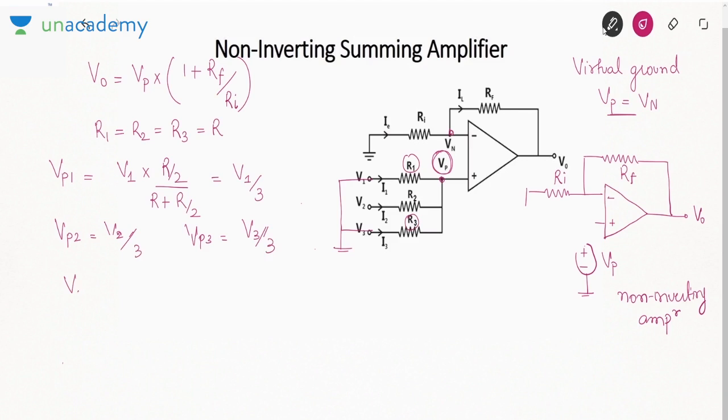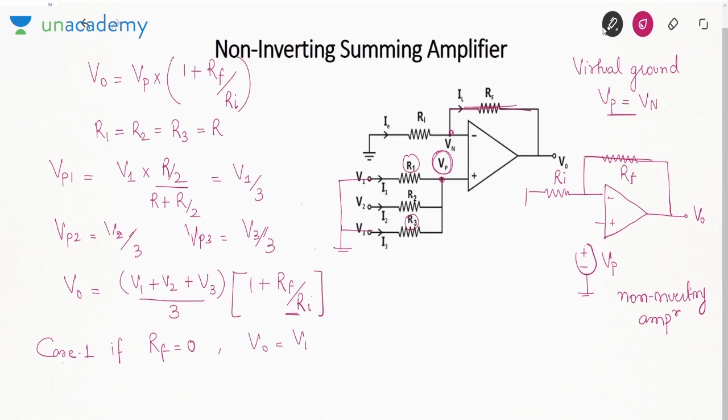So now when you write out V0, VP is VP1 plus VP2 plus VP3, which is V1 plus V2 plus V3 by 3, times 1 plus RF by RI. Now take case 1. If this RF is 0, then this circuit becomes a voltage follower, right? So V0 is V1 plus V2 plus V3 by 3. What does this become? This becomes the average.